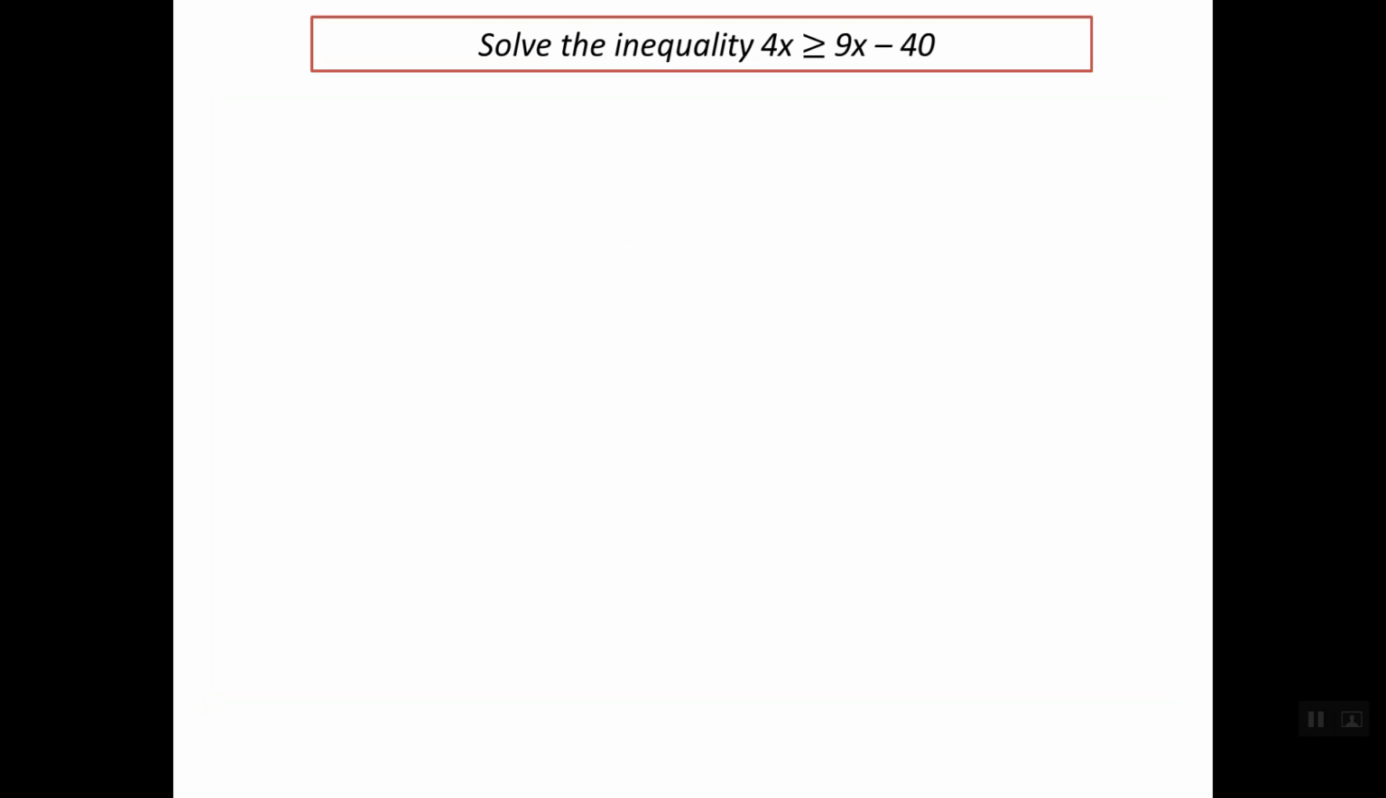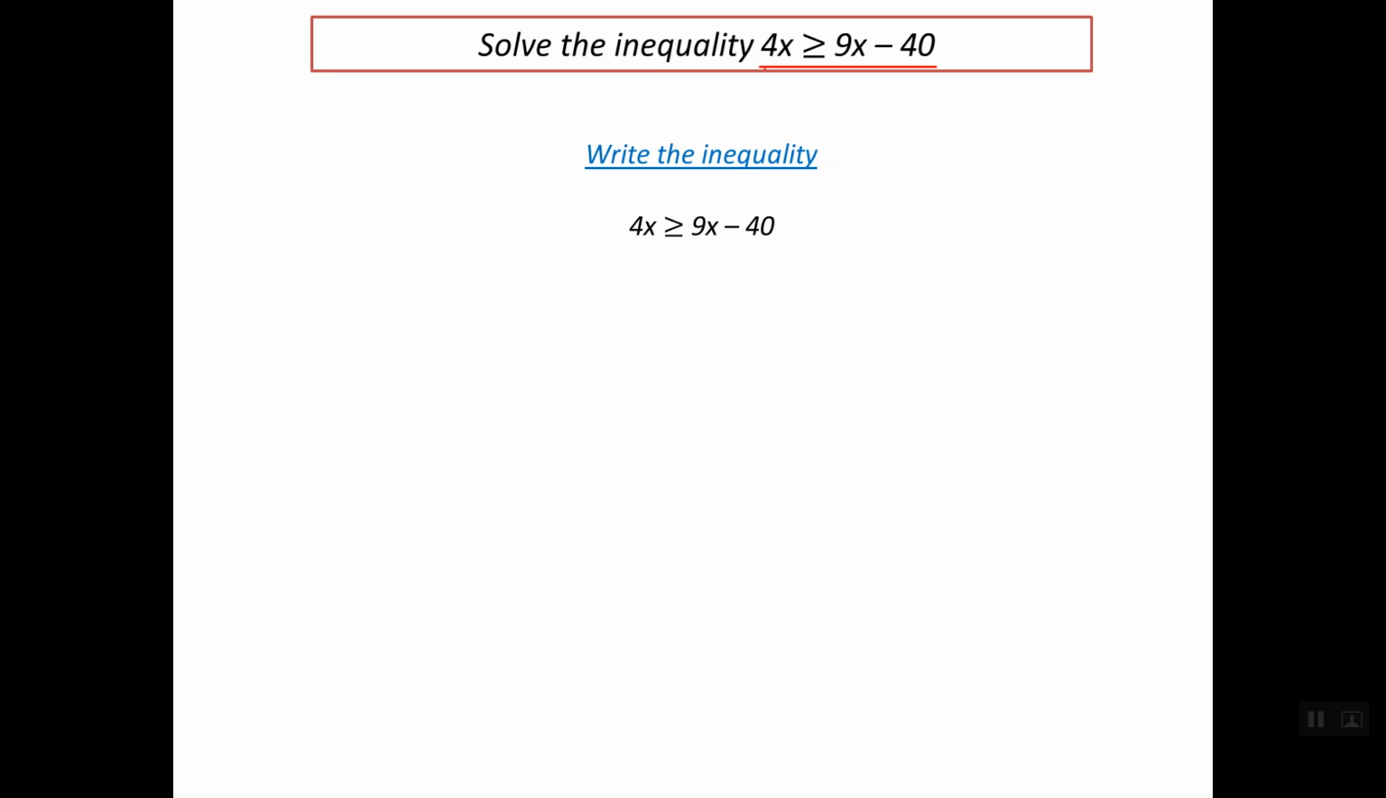Let's first solve this inequality: 4x is greater than or equal to 9x minus 40. So what we have here is an inequality which contains the variable x on both the left side and the right side. So first, before we start solving this inequality, we need to simplify it.